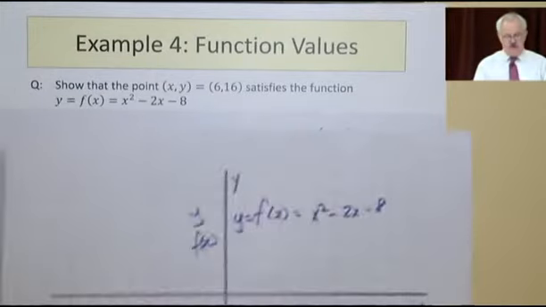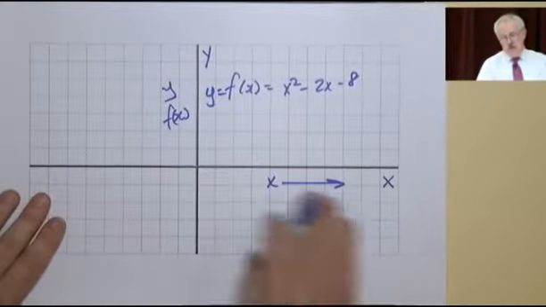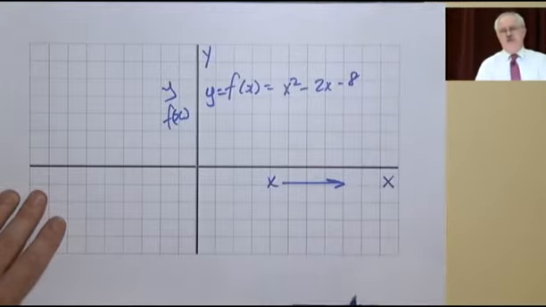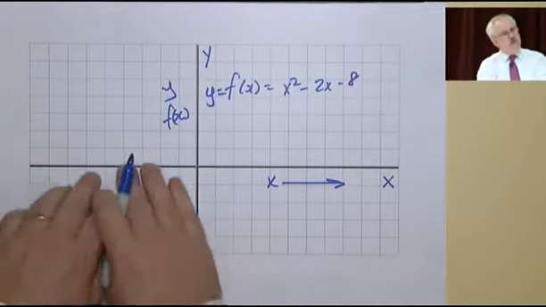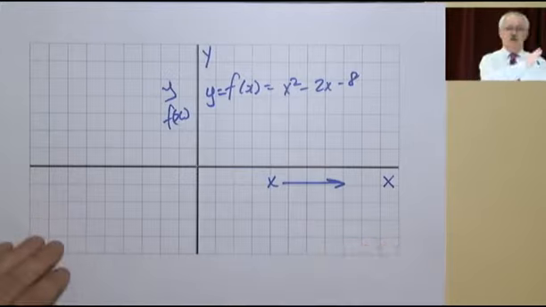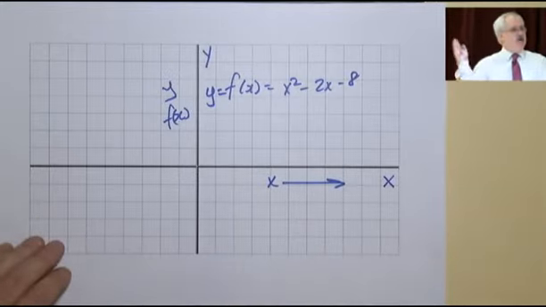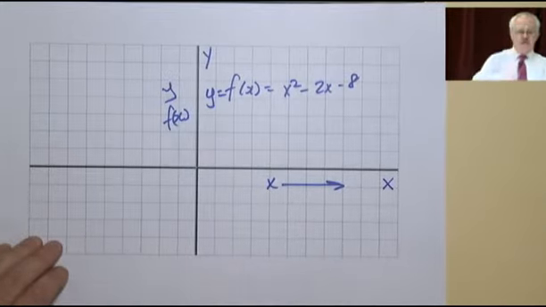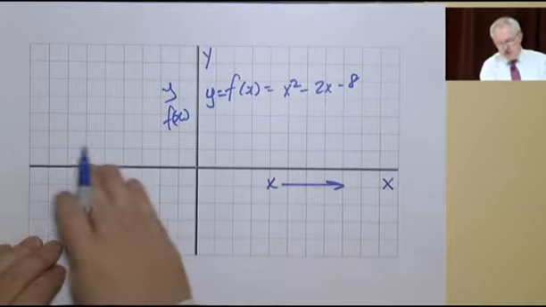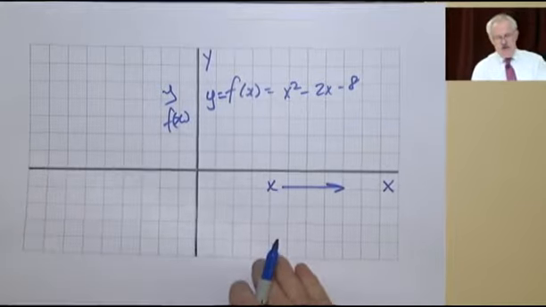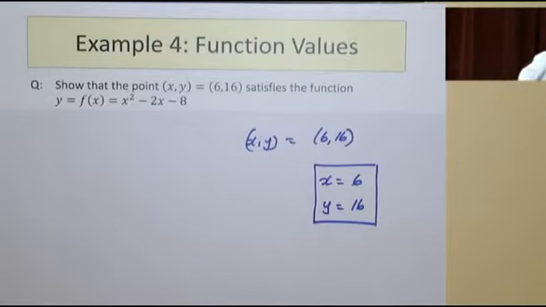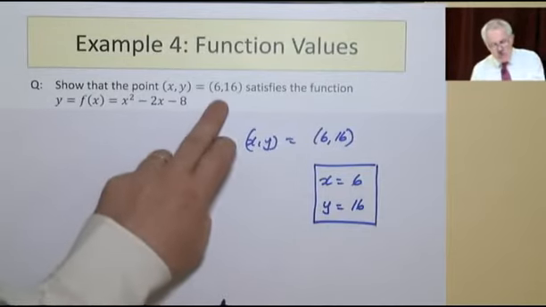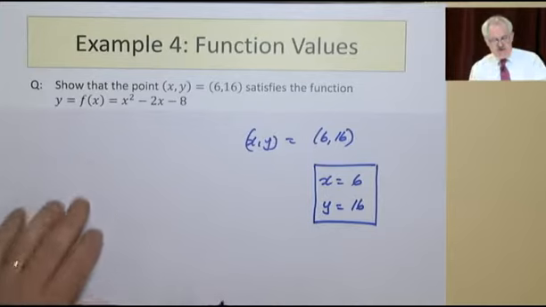X is always first in the alphabet. It comes before y. And we always think of horizontal before we think of vertical. When we're reading a book, we read horizontally, whether we're in a Western culture from left to right or from right to left, before we read vertically. So we always talk about x first and then y. So our coordinate system there is saying, is this true that when x is 6, y is 16?